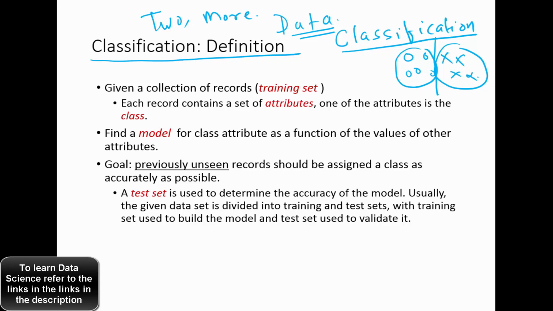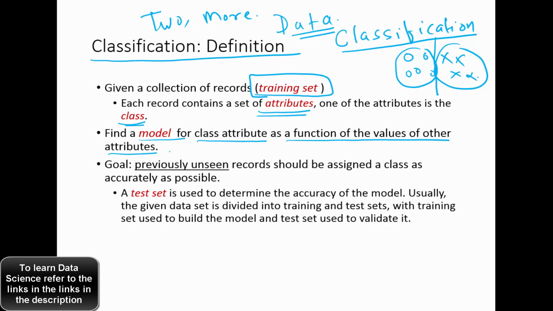Okay, so given the collection of records, we call that a training set. That means the data that is given to us. So we have been given a training set, and each record contains a set of attributes. Each classification has to be associated with a few attributes, and the attributes are associated with some sort of a class, and we'll take an example to understand what it means. Now the idea is to find a model for the class attribute as a function of the values of other attributes.